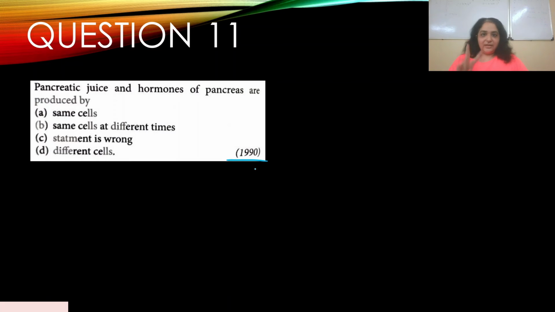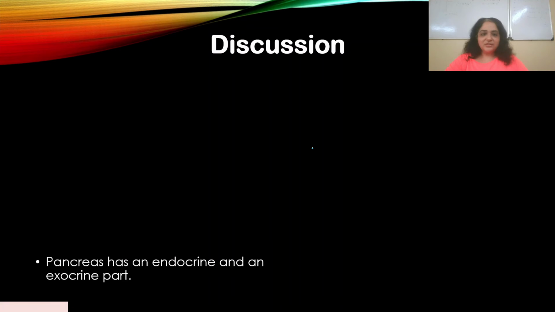Okay, but like we've already discussed in question number 10, it is a compound gland, so there are two parts to it. There's an endocrine part and the exocrine part, and there are two different cells that perform these functions. So it is clearly the different cells. Okay, so answer is D. You will learn this more in detail when you study chemical coordination and integration, where you study the hormone system, the endocrine system also. But please remember this. Okay, let's go to the discussion.